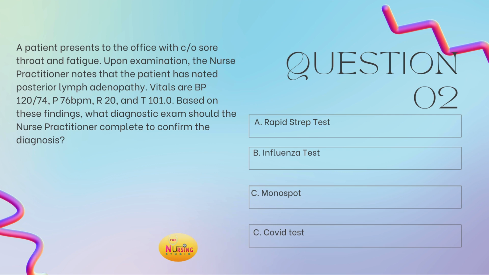All right. So, the stem of the question states, based on these findings, what diagnostic exam should the nurse practitioner complete to confirm the diagnosis? If it's asking things about the diagnosis or diagnostics, you need to run it back and see what the assessment findings are. In this situation, it is asking which diagnostic exam.